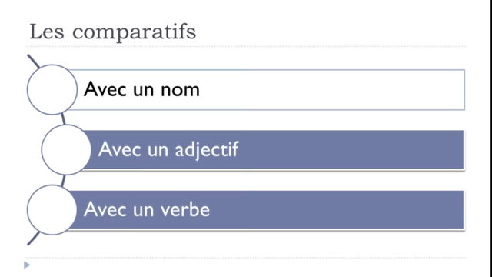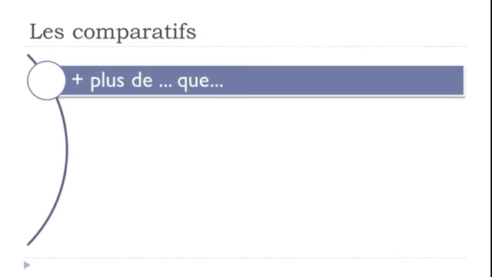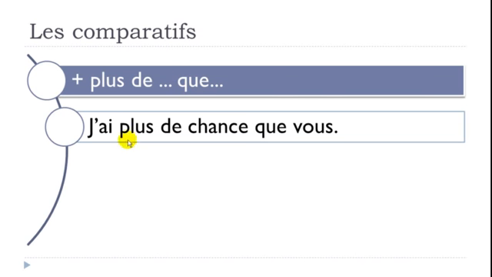If you want to compare with a noun, then remember that if you want to say more, you will have to use this plus, de, and then here you will put your noun. After that, followed by que, than, and the rest of the structure. Okay, let's see one example. J'ai plus de chance que vous. Chance is luck. Vous is you.